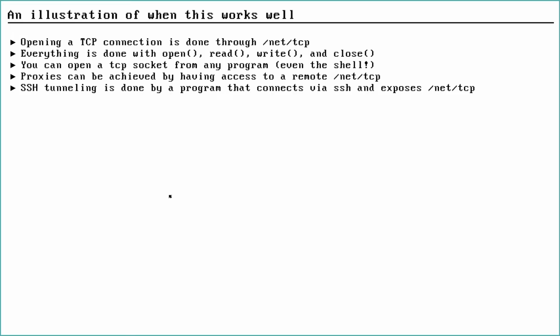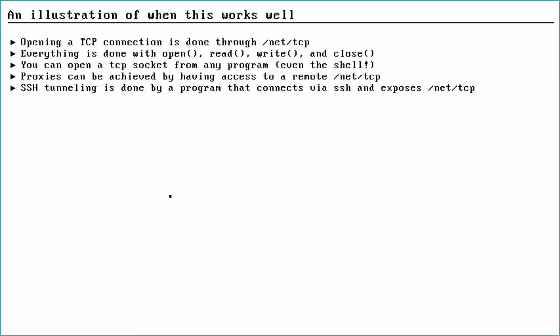Proxies can be achieved by having access to a remote /net/tcp. So bear with me here, I don't exactly have an illustration for this, but you have two machines, and machine A connects to machine B and has machine B export its /net over 9P. That means that programs on machine A can use that to transparently make use of machine B's network stack, which is really quite powerful. You can essentially get a proxy where I would like all my traffic to go through this remote machine. You can just mount that /net. Okay, everything I do is being proxied through this now. Easy. It just falls out of the design, as we like to say.